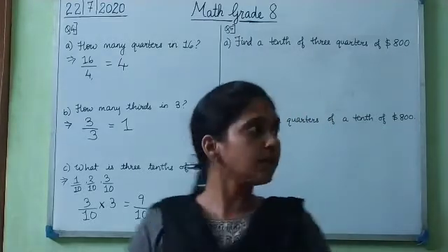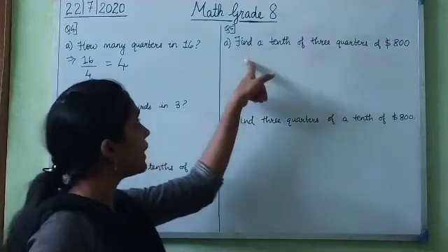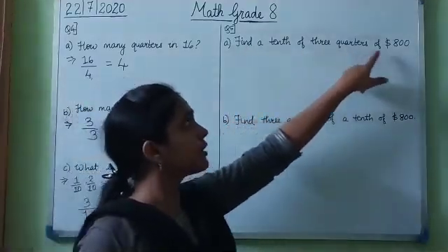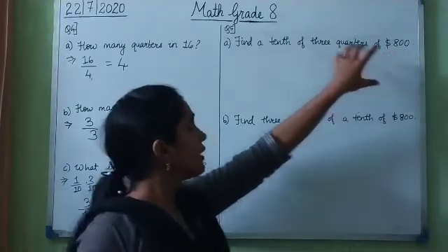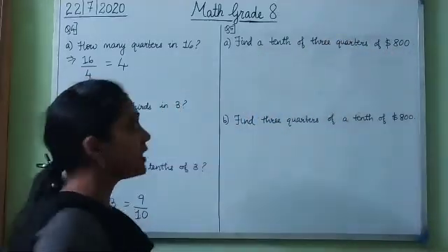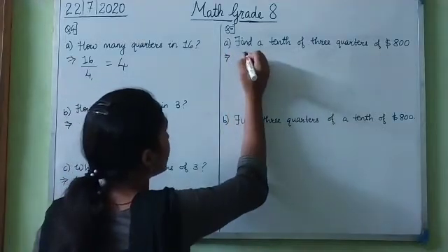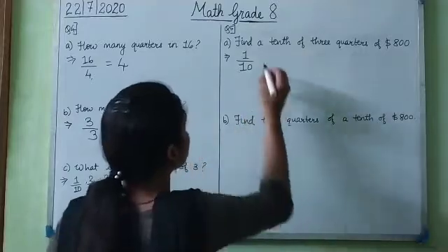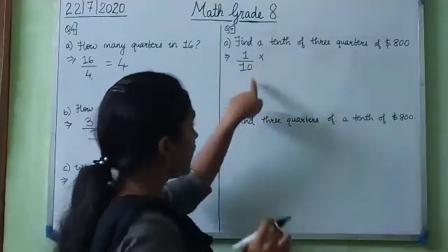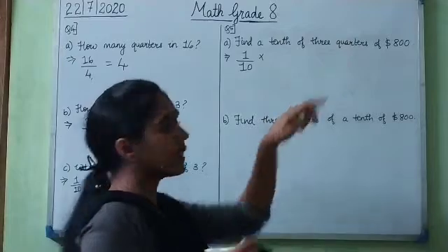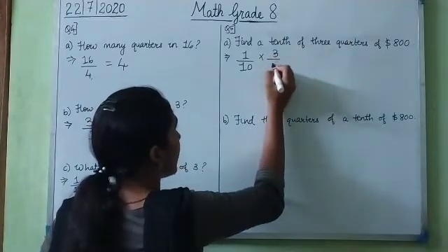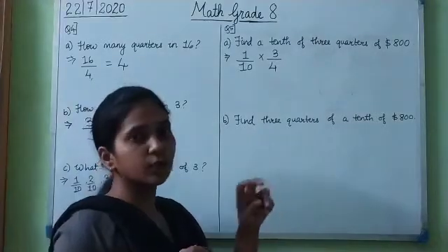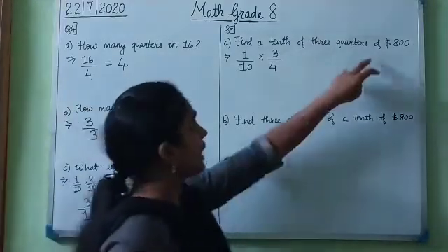Okay. Now the next question. The next question is question 5. The first part is find a tenth of 3 quarters of $800. Okay. So a tenth means what? A tenth means 1 by 10. Okay. Then 3 quarters. Of means what? Multiplication. 1/10, a tenth of 3 quarters. 3 quarters means 3 divided by 4. Okay. 1 quarter means 1 by 4. And 3 quarters means 3 by 4. Okay. Again of $800.